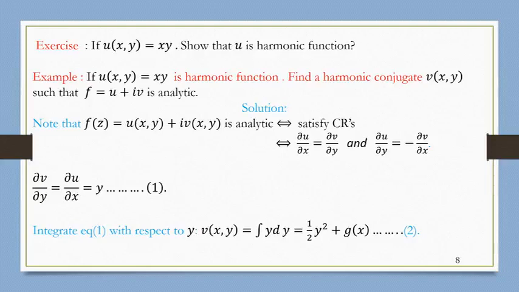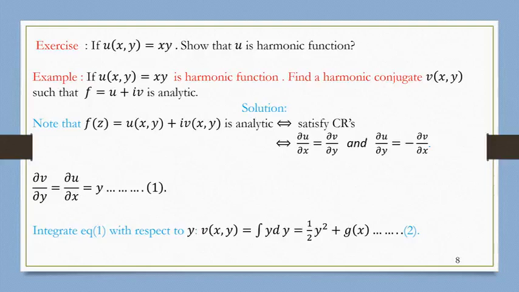So what does it mean to satisfy the Cauchy-Riemann equations? It means satisfying two conditions: del u over del x is equal to del v over del y, and del u over del y is equal to minus del v over del x. So we need these conditions to hold. So del v by del y is equal to del u by del x. If we find the derivative of xy, we get y. So this is the first equation.